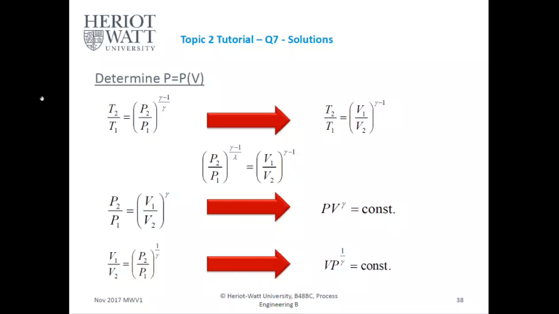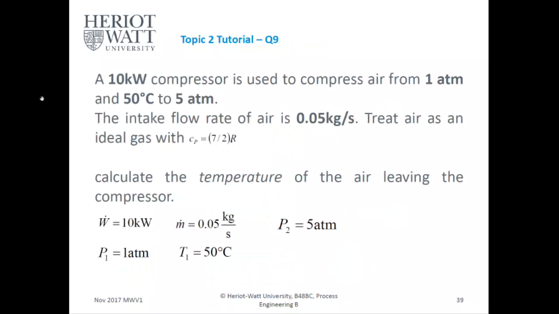By the way, P2 over P1 to the power gamma minus 1 over gamma equals V1 over V2 to the power gamma minus 1. And P2 over P1 equals V1 over V2 to the power gamma, so P V to the power gamma is constant. V1 over V2 equals P2 over P1 to the power 1 over gamma, so V P to the power 1 over gamma is constant. This was in the open systems as well. Now, the real question.